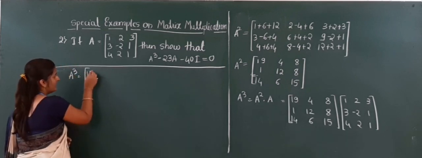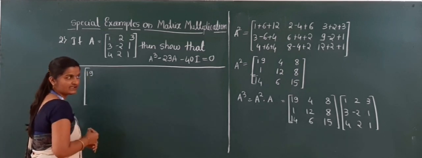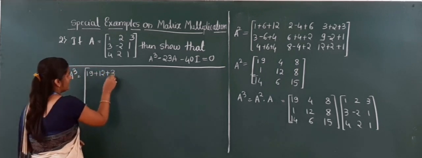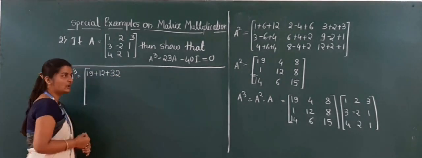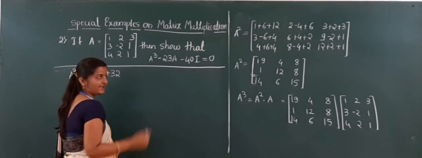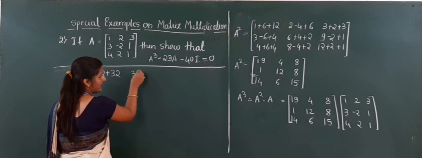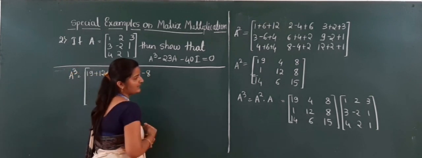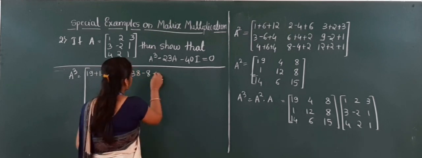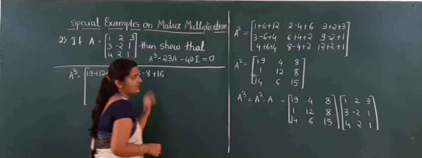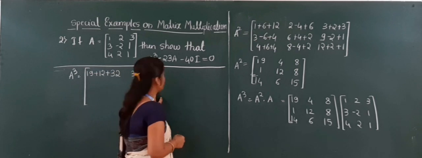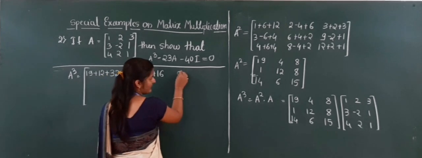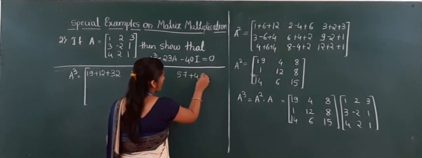19 ones are 19, 4 3s are 12, 8 4s are 32. Okay. Next, first row, second column. 19 2s are 38, 4 minus 2 is minus 8, 8 2s are 16. Next, 19 3s are, what will you get? 19 3s are 57 plus 4 plus 8.